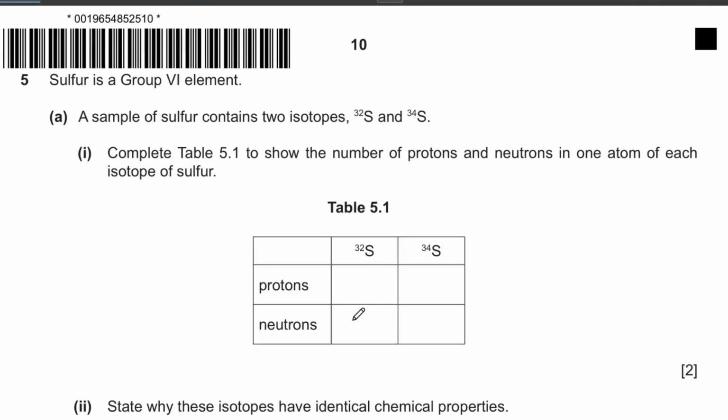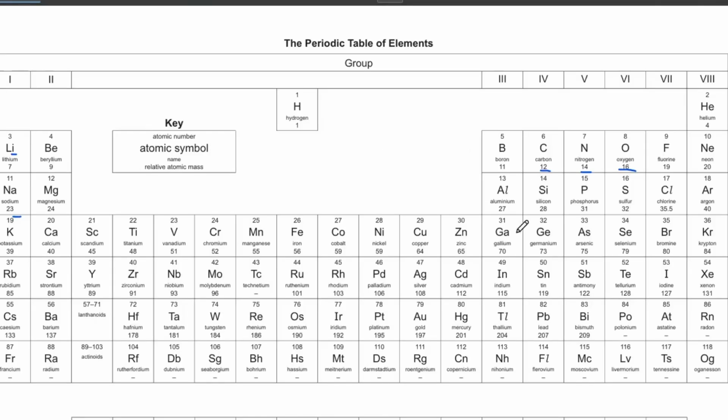Next question, question 5. Sulfur is a group 6 element. A sample of sulfur contains two isotopes. We have sulfur 32 and sulfur 34. Complete table 5.1 to show the number of protons and neutrons in an atom of each isotope of sulfur. So this is sulfur 32. The number of protons, since they are isotopes, is going to be the same. So we simply check the periodic table, locate sulfur, and then check the atomic number, which is 16.